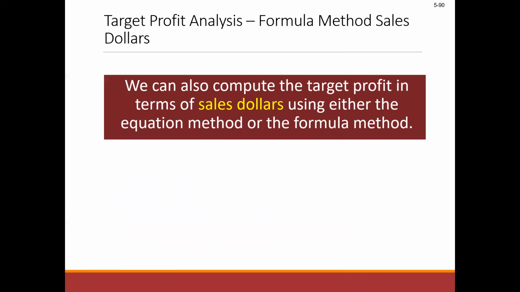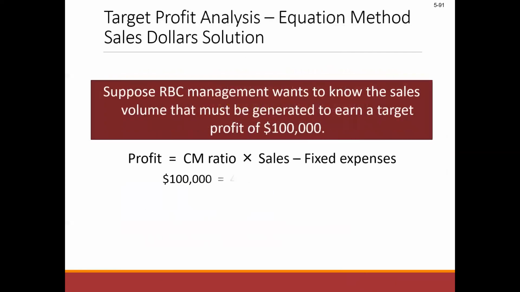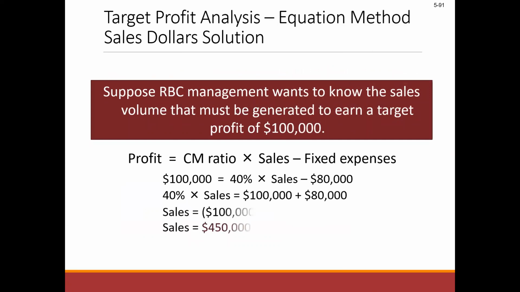We can do it using dollar sales: 900 units times the sales price. In this way, we're using a contribution margin ratio. 100,000 profit equals our 40% of sales minus our fixed expenses. So we basically are dividing this by 40% to come up with our sales amount.